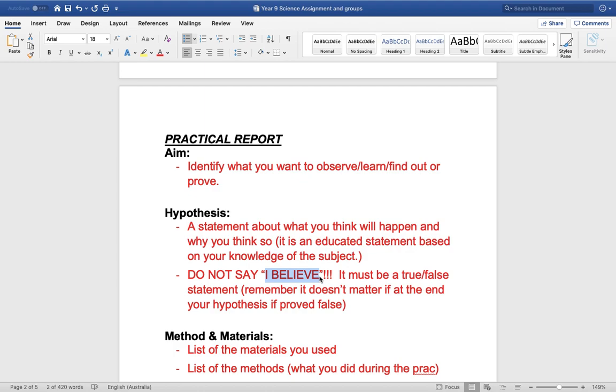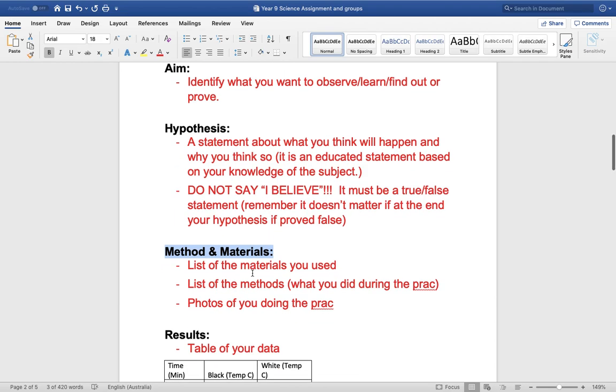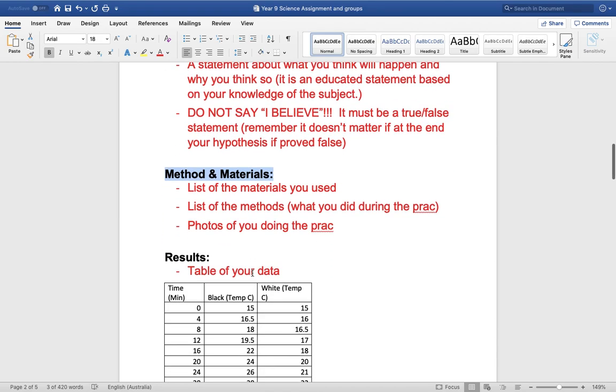You need to write in third person in your assignment. Have a section for method and materials, so that's pretty easy. Just a list of the materials you use and your methods. You should pretty much be able to copy and paste that straight out of your risk assessments.